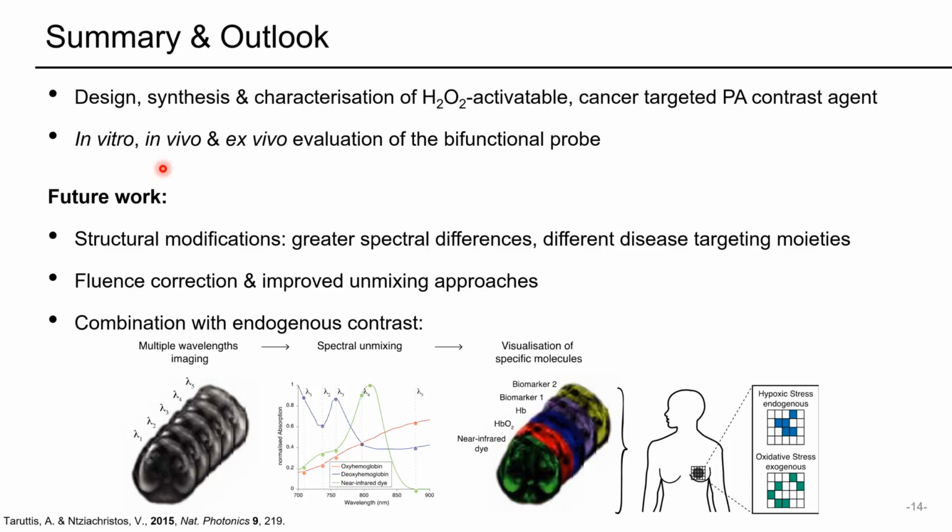In future, we should now explore more structural modifications to get a greater spectral difference between the capped and uncapped dye, and to attach a better targeting structure, as the glucose was a more preliminary cancer targeting structure. If this is all in place, then we should investigate better unmixing approaches and fluence corrections. And if this also succeeds, we can then go ahead and combine this contrast agent in a therapy monitoring study with our intrinsic signals of oxy and deoxyhemoglobin to get a readout of hypoxic stress and oxidative stress simultaneously throughout the whole cancer development process.